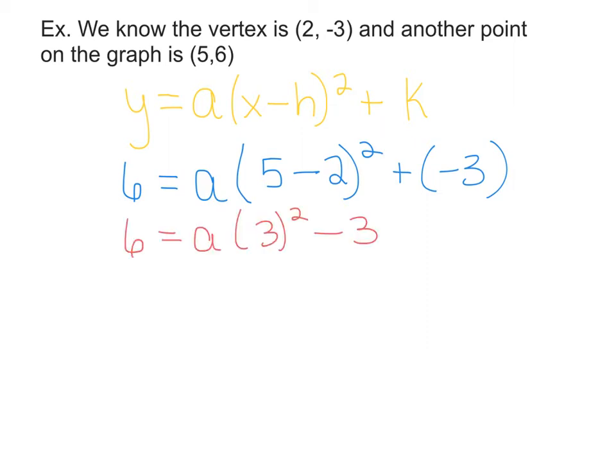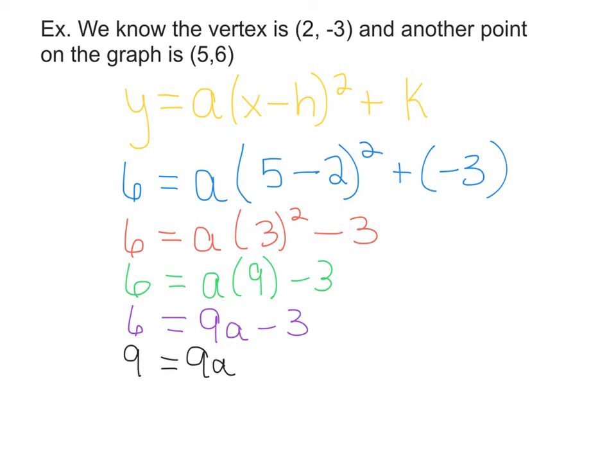So as you see there, I just did inside the parentheses, 5 minus 2 is 3, and I'm going to keep going. Order of operations is very important. I needed to square the 3 before I multiply it by the a. Now I'm going to move it to the other side. I'm going to add 3 to both sides. When I'm adding 3 to both sides, I get a 9 on the left side equals 9a. So divide both sides by 9, and I'm left with a equals 1.